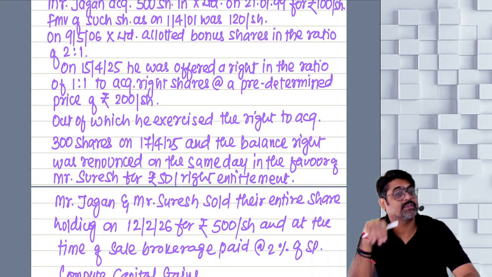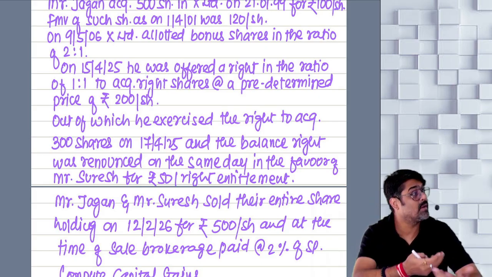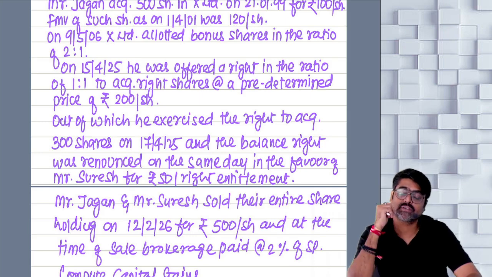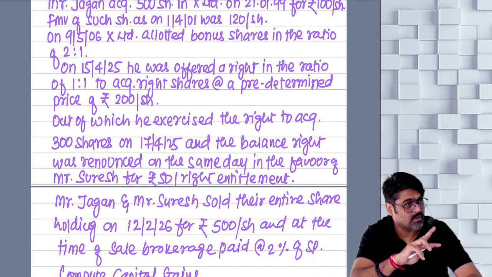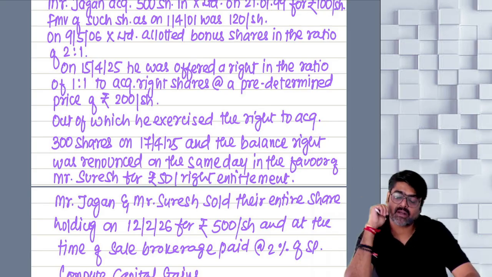Now what if these right shares are issued prior to 1st April 2001? Will you get that option? Yes. Option to take the fair market value is also available, because it is available for all assets. So for right shares also it will be available. So what if the right shares are acquired prior to 1st April 2001? Actual cost or fair market value as of 1st April 2001, whichever is higher. And what if the right shares are acquired on or after 1st April 2001?